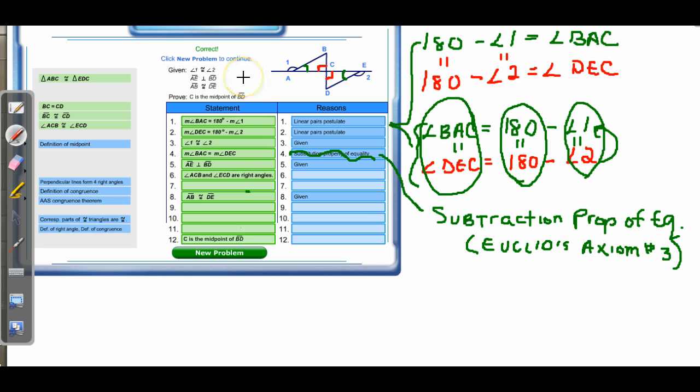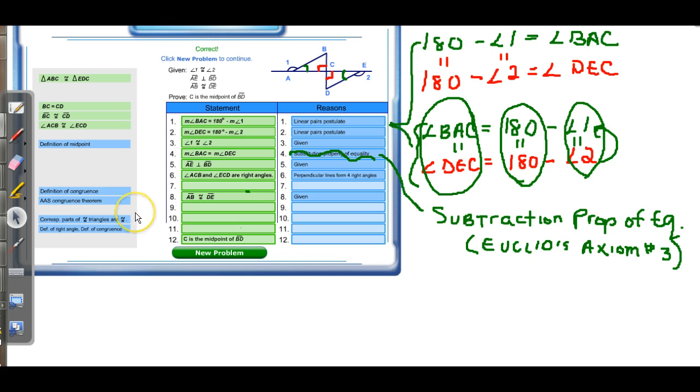So I guess we have to put our reason in here. ACB and ECD are right angles. Well, how do we conclude that? Well, that's just the definition of perpendicular. So here it is: perpendicular lines form right angles. So that's how we were able to say that.